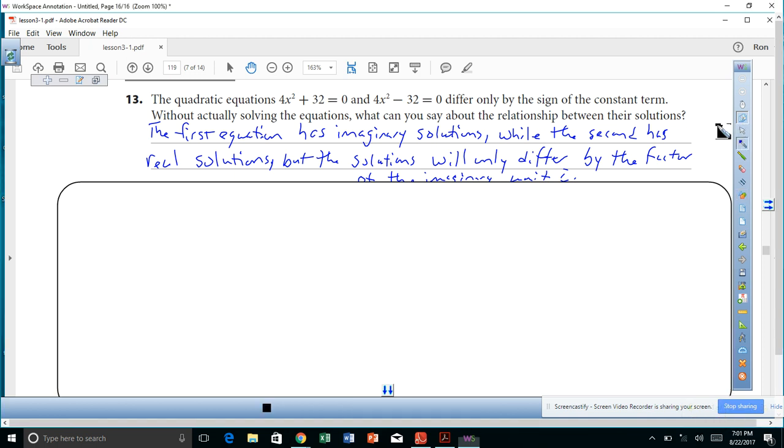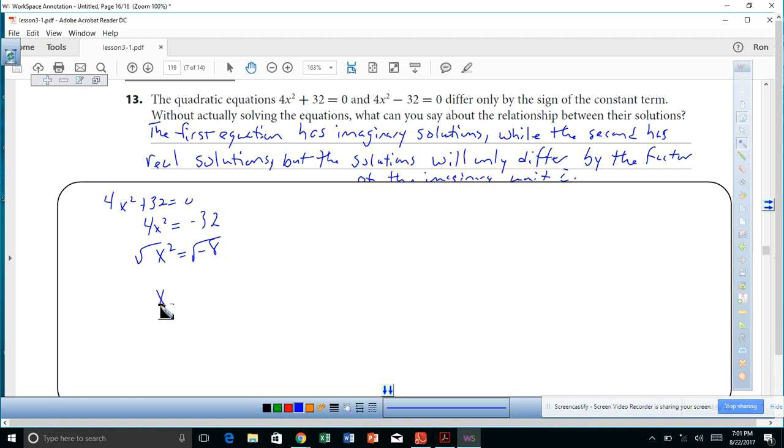Okay, so we have 4x squared plus 32 equals 0. We're going to subtract 32 from both sides. So we got 4x squared equals negative 32. Divide both sides by 4, and we got x squared equals negative 8. Take the square root of both sides, and we got x equals plus or minus the square root of 4 times 2. So that's going to be 2 times the square root of 2i. And we probably ought to write that as 2i times the square root of 2.